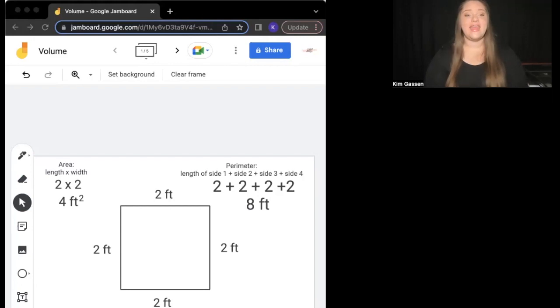Perfect. And then when we learned area, we learned that the area of a space is length times width, right? So for example, if we have that same square and the length of every single side is 2 feet, then the length times width is 4 feet squared. Good job.